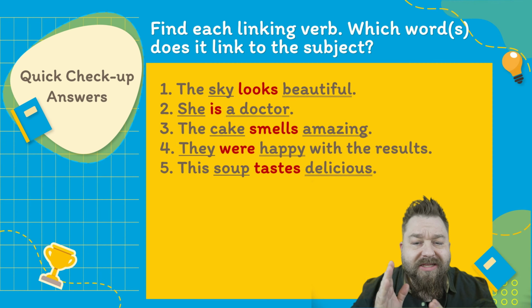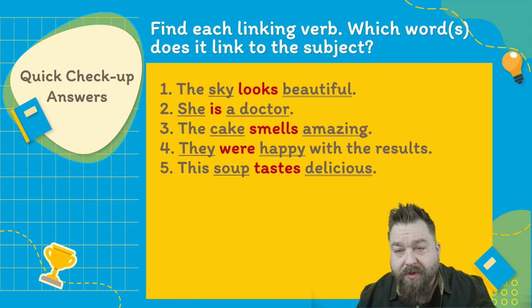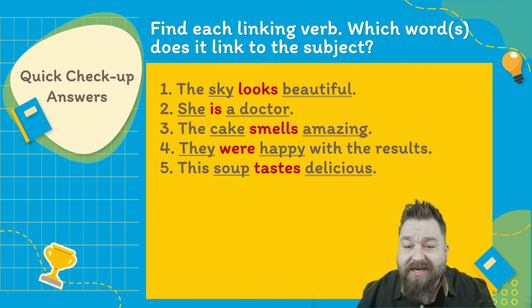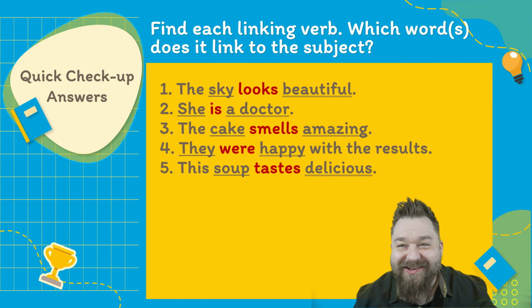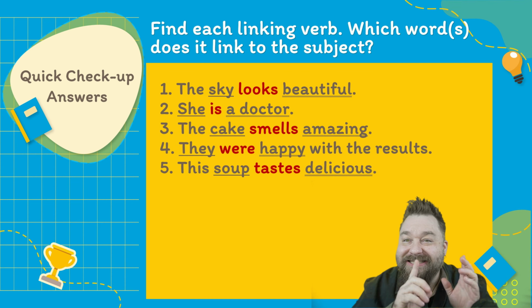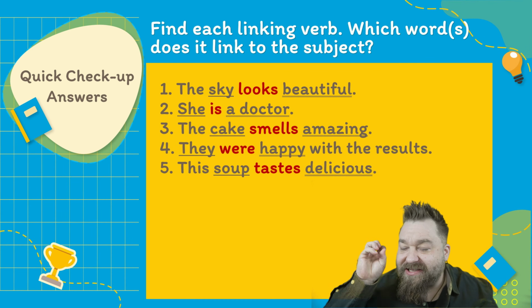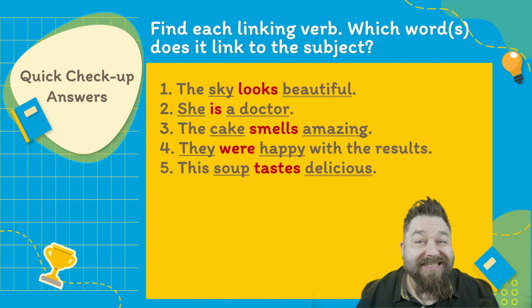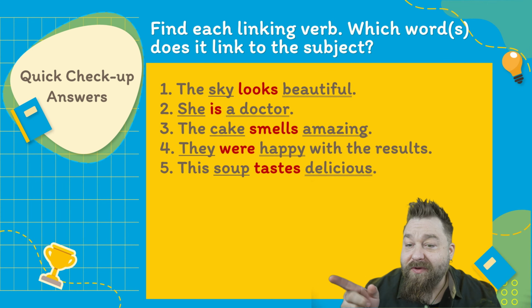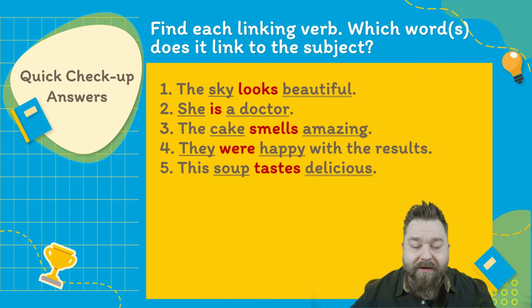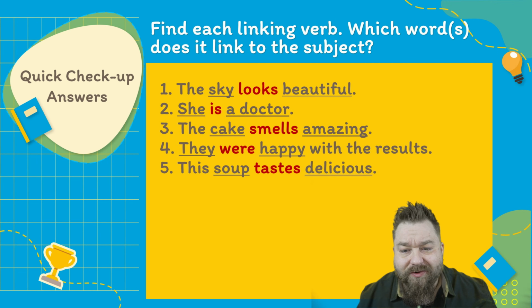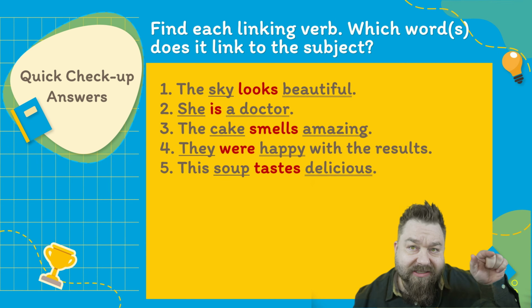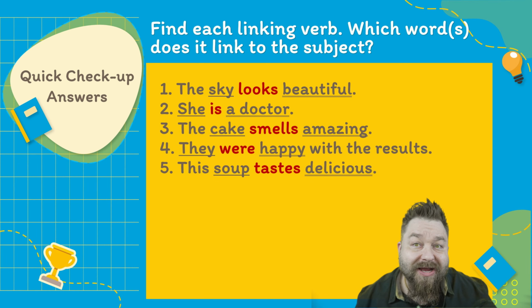Number 1, the sky looks beautiful. Well, our verb is looks, and it links sky to being beautiful, right? It describes how that sky is. It links beautiful to sky. Aha, linking. Number 2, she is a doctor. A doctor is a woman, so we're linking those 2 ideas together.